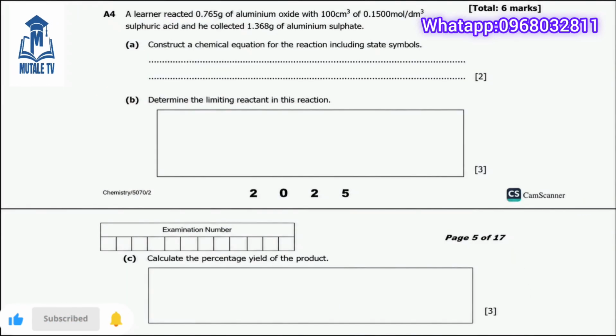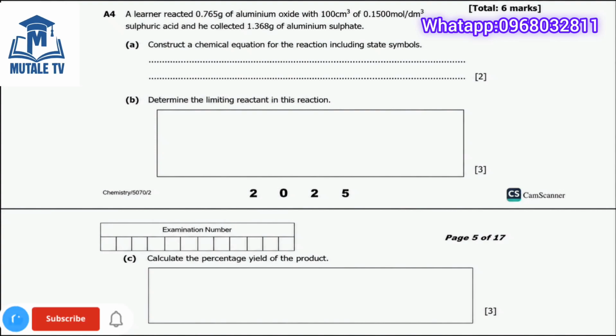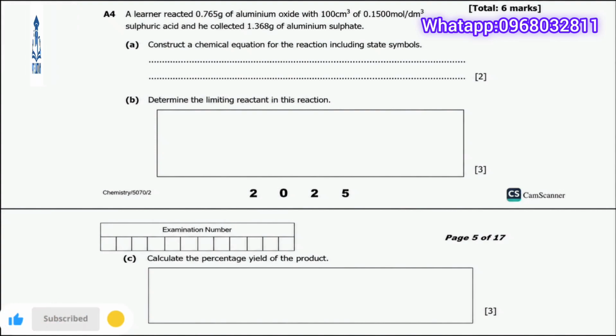In today's episode, the new series we're starting, we're going to be looking at a question on the mole concept which came in the 2025 Pure Chemistry Paper 2. So without any further ado, let's start our first episode.